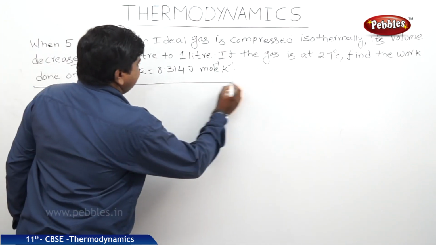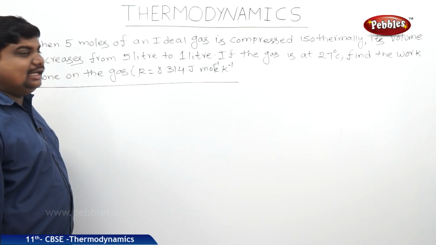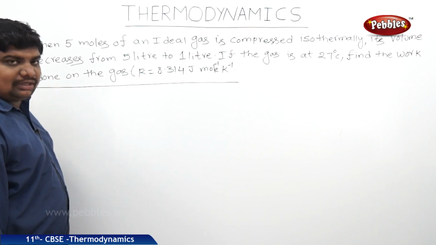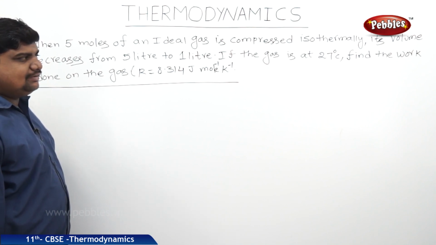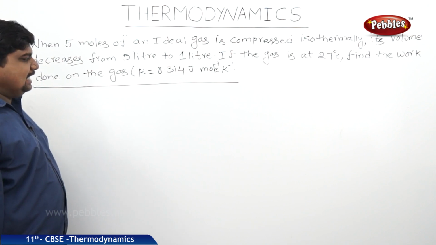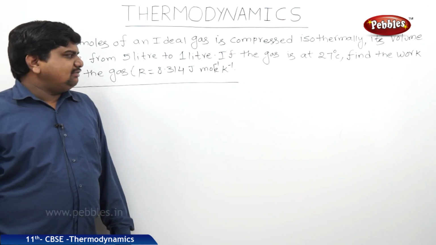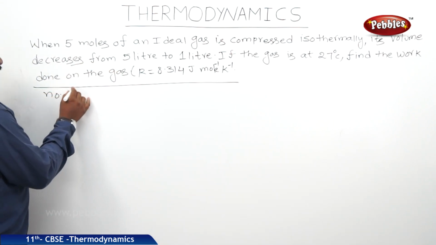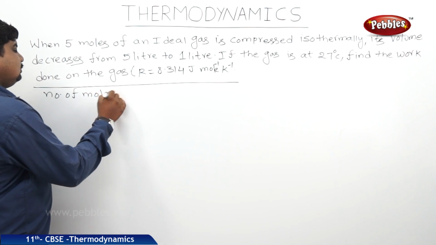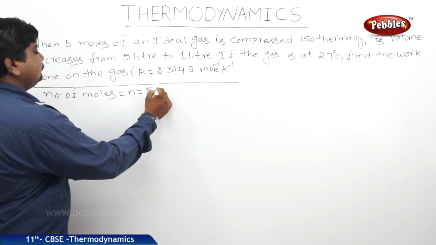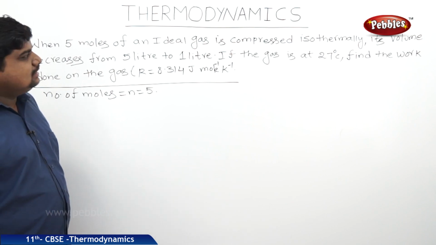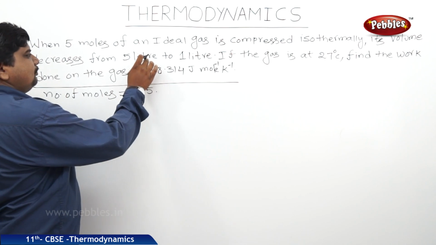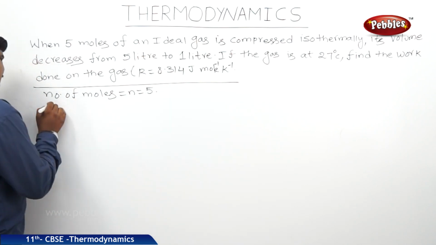If you see the content of the problem, when 5 moles of an ideal gas is compressed isothermally, its volume decreases from 5 liter to 1 liter. If the gas is at 27 degrees Celsius, find the work done on the gas, where R is equal to 8.314 joules per mole per Kelvin. So, number of moles n is equal to 5. This is an ideal gas. Okay, it is compressed isothermally. Its volume decreases from 5 liter to 1 liter.